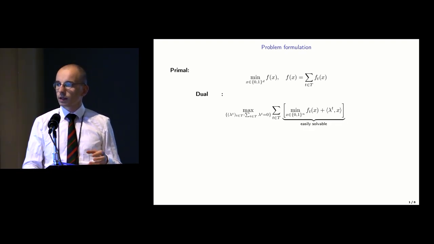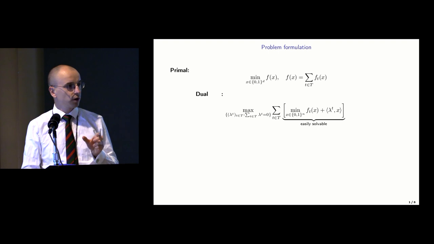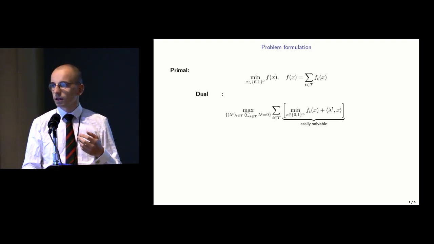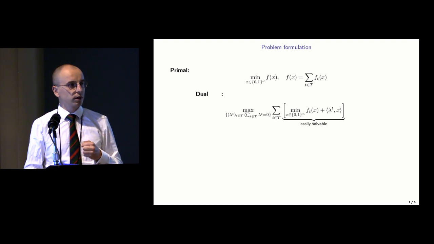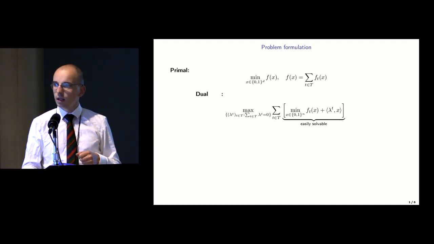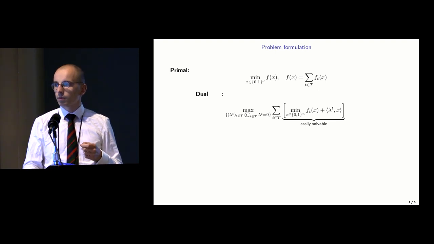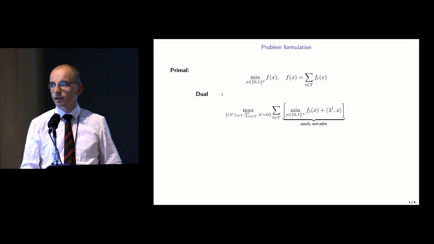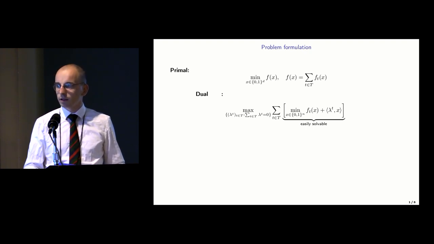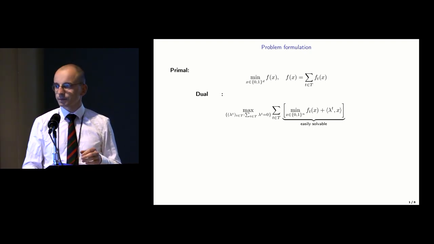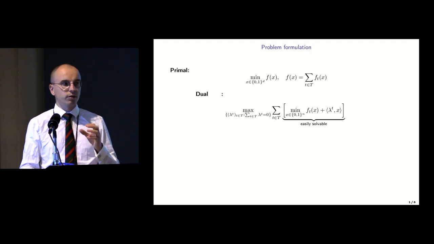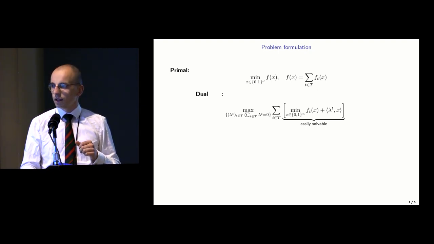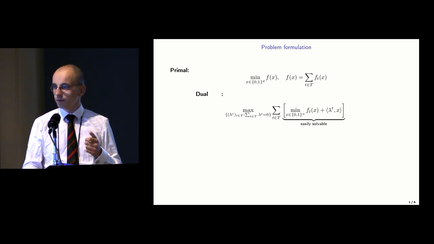If we assume that each individual subterm is easily solvable, this becomes algorithmically tractable, because then we can compute subgradients of that concave maximization problem and optimize it globally. However, the problem is still non-smooth and, for example, Frank-Wolfe cannot be applied in that setting. To alleviate that, we again change the function to make it smooth. For that, we introduce a proximal term.